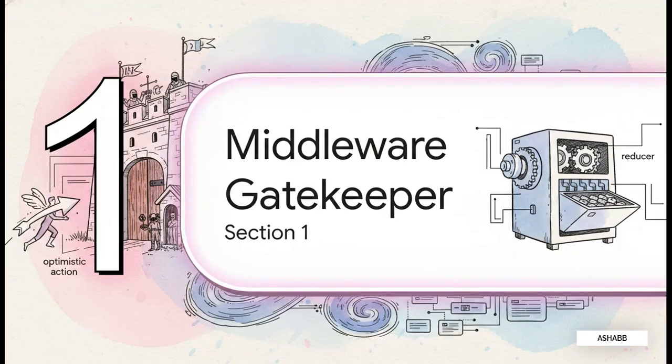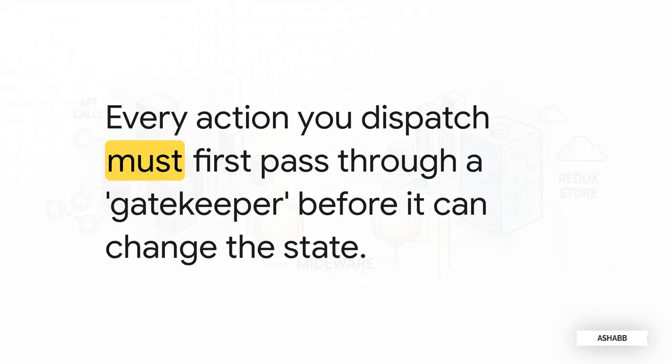So to fix this, we need to hire some help. We need a middleman, someone who can stand between our action and our reducer and manage the timing. And that brings us to our first big idea, the Middleware Gatekeeper. I want you to think of your Redux store like it's the most exclusive club in town. Before any action can get inside and start changing the state, it has to get past the bouncer at the front door. This bouncer, this gatekeeper, that's our middleware. Absolutely nothing gets past it without its approval.